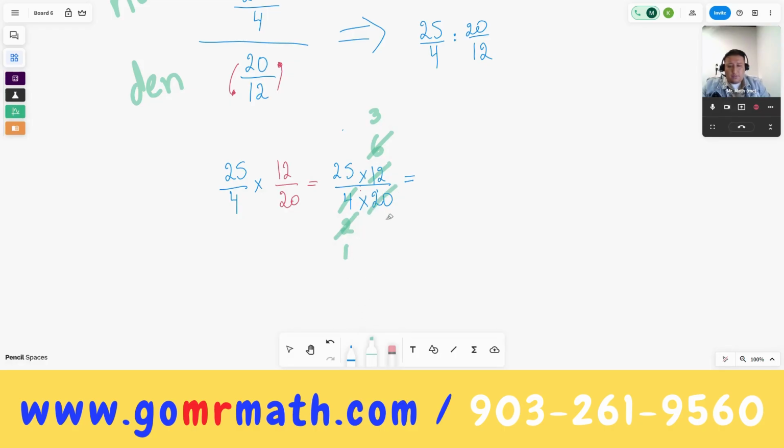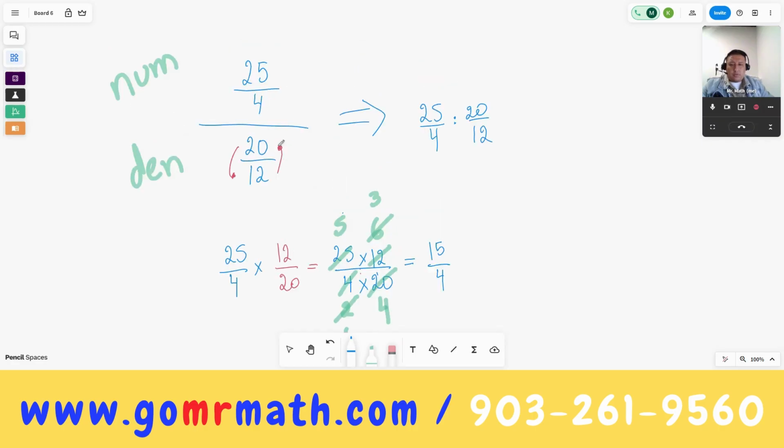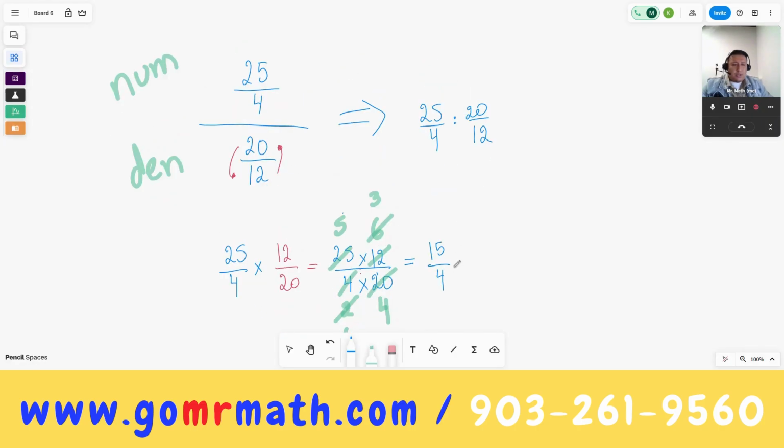The fifth of 20 is 4. The fifth of 25 is 5. And then we'll have 5 times 3, 15. 1 times 4, 4. So that will be the answer. If we divide 25 over 4 by 20 over 12, the answer will be 15 over 4. All right, one more time.